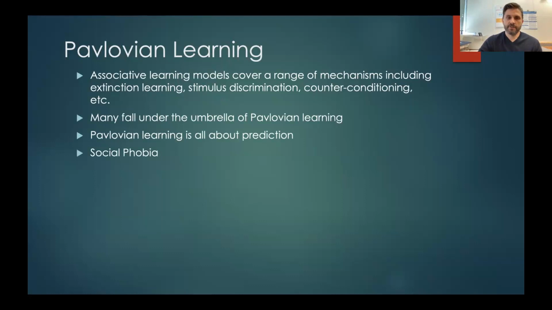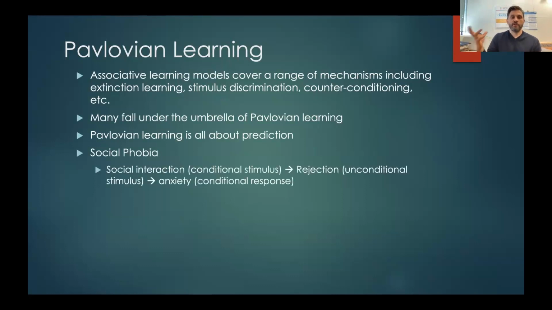So let's take the case of social phobia. In social phobia, social interaction, what we call the conditional stimulus, is thought to lead to rejection, the unconditional stimulus, and that's what produces anxiety or the conditional response.